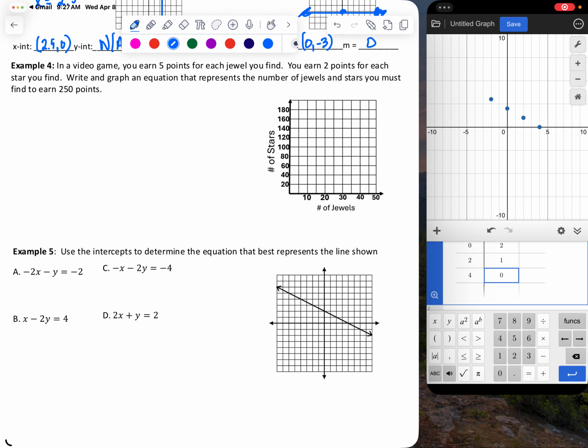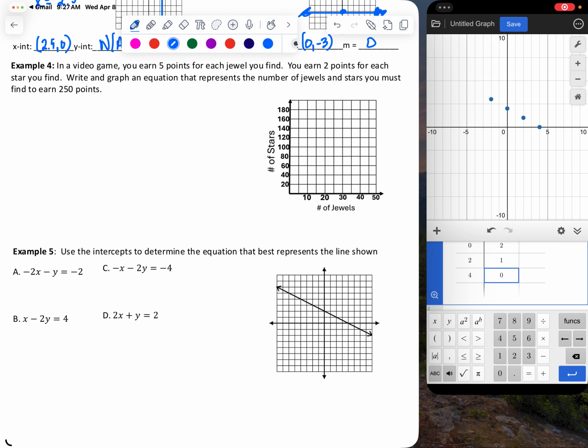You earn 2 points for each star you find. Write and graph an equation that represents the number of jewels and the number of stars you must earn to earn 250 points. Now, they've given us a plot that we're going to use to create our graph.